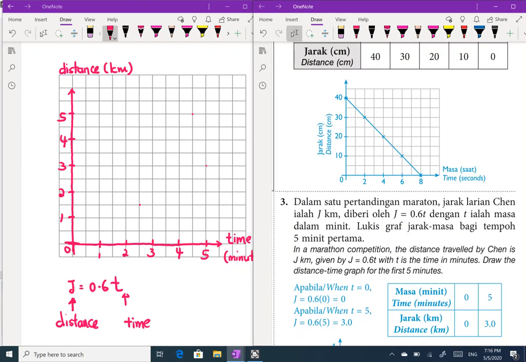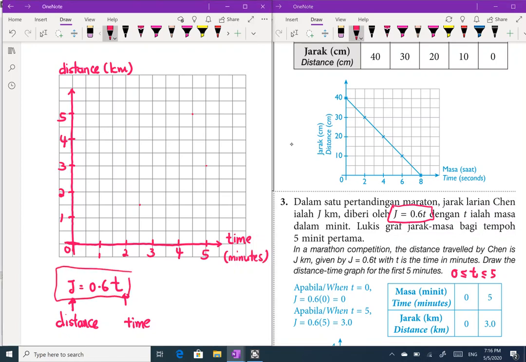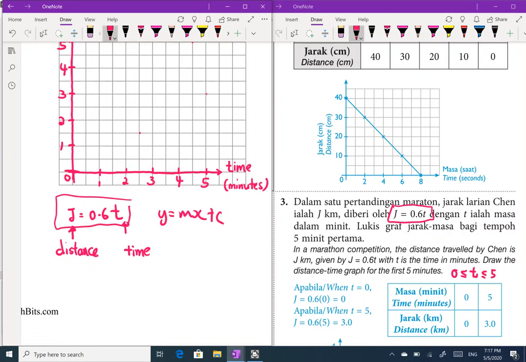So I just use two points. So the time is from 0 to 5. So I use 0 and 5 because I know this is a linear graph. 我知道 J equal to 0.6t 是一个直线来的，这个是 y equal to mx plus c. So this is a linear graph. So I just use 2 points. 如果你不要的话，你还是可以 use 0 until 5.